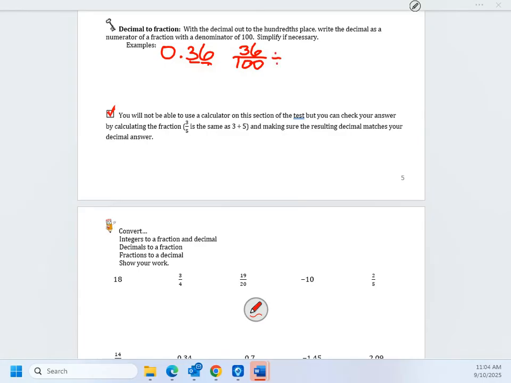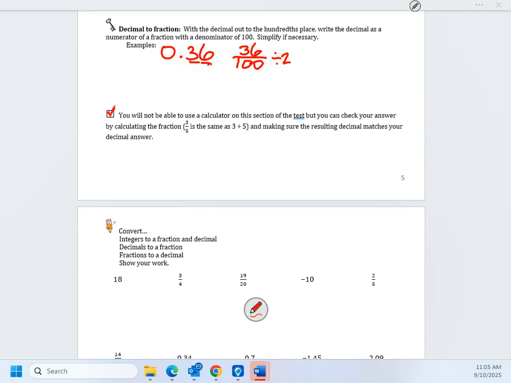What can I divide out of 36 and 100? Joe? Clara? 2. I can divide a 2 out. They are both even numbers. Whenever they're both even numbers, I know I can divide a 2 out.